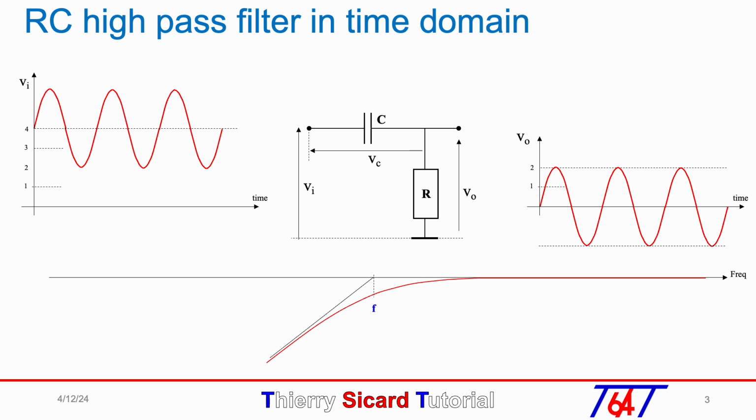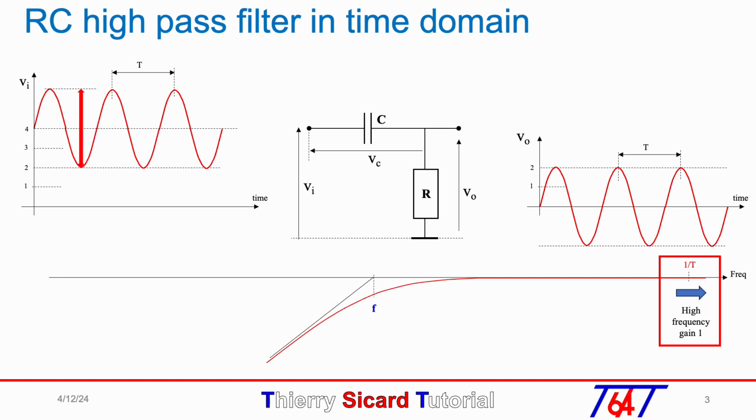In the time domain, we have a Vin sinusoidal signal at the frequency equal to 1 over T, with an amplitude of 2 volt and a DC value of 4 volt. As 1 over T is much greater than the cutoff frequency f, the gain is 1, and the amplitude of the voltage Vout equals the amplitude of the input voltage, 2 volt.